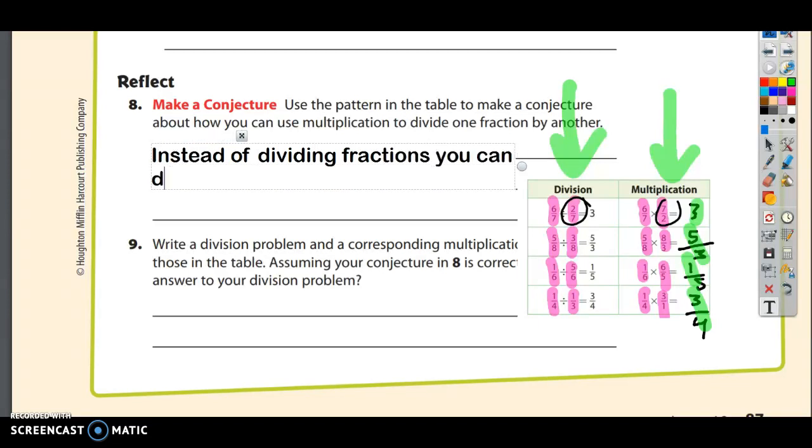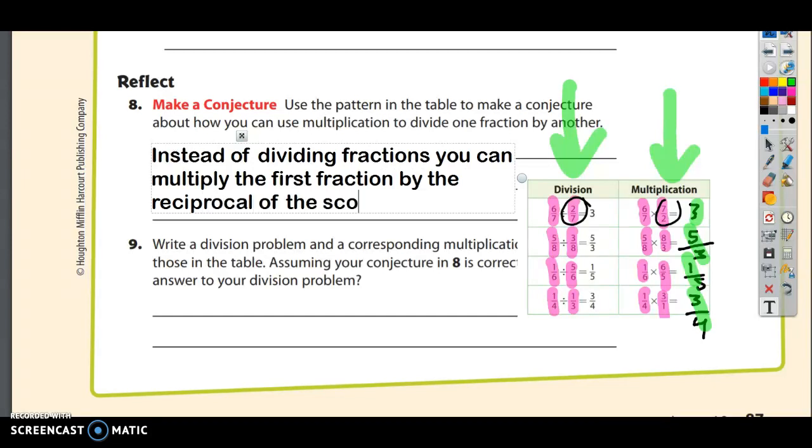you can multiply the first fraction by the, starts with an R, reciprocal of the second fraction.